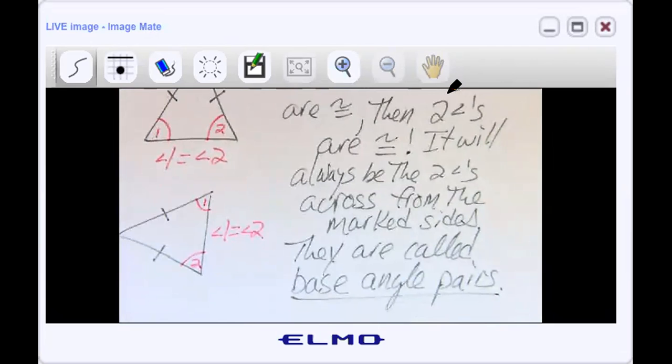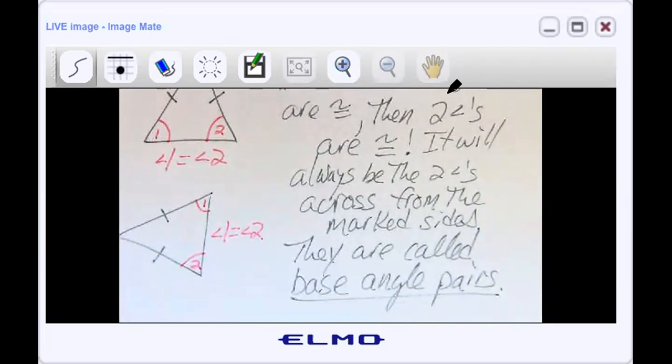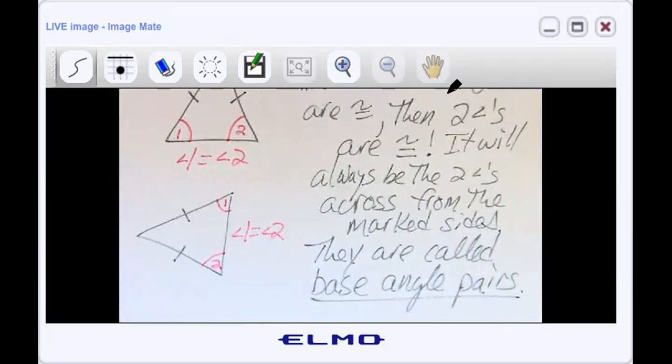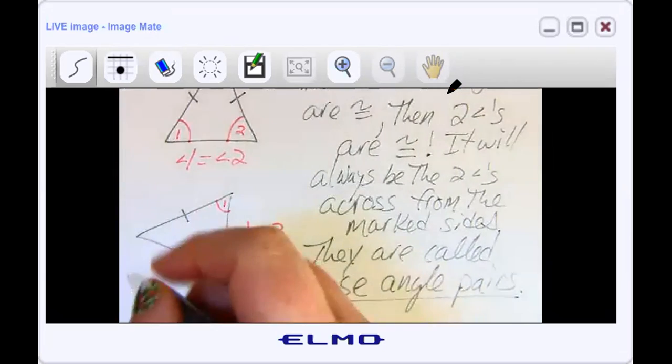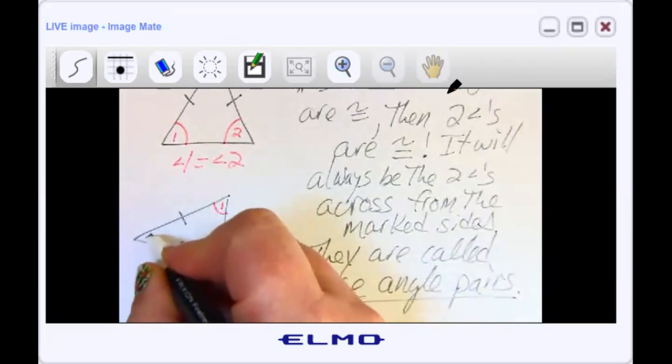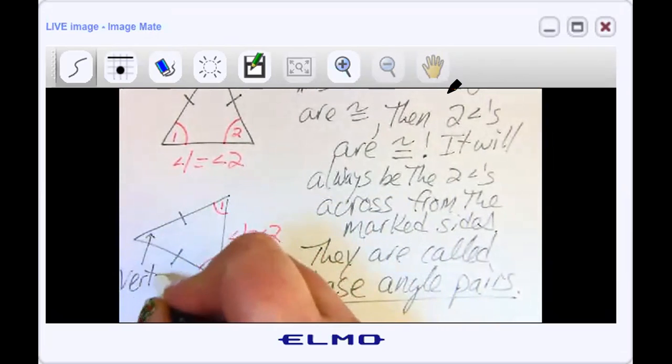So I have these base angle pairs that are always going to be the same. We do have a name for the other angle, the one where the two sides that are marked meet. We call that angle the vertex angle. So this, it's not going to be equal to these other ones, but it does at least have a name. So vertex angle.